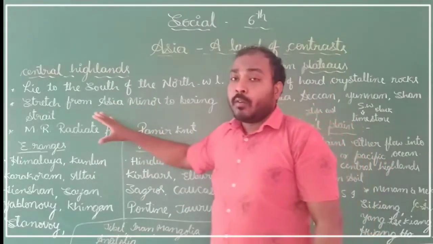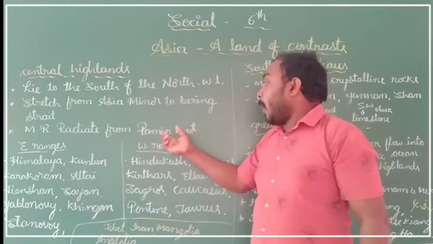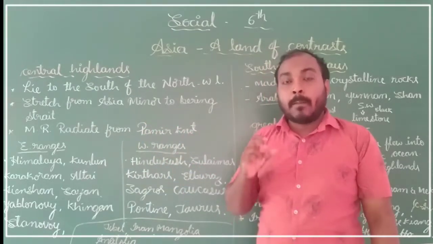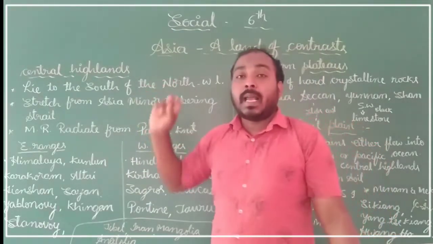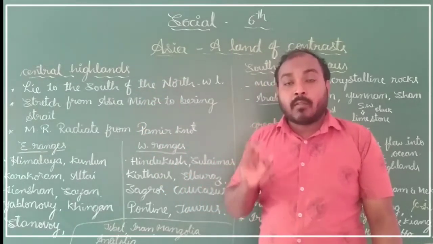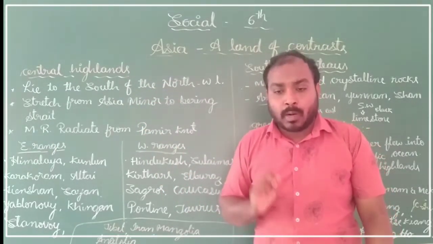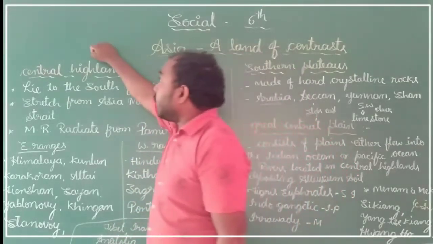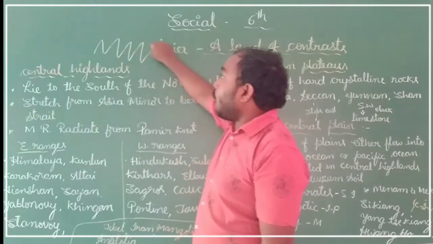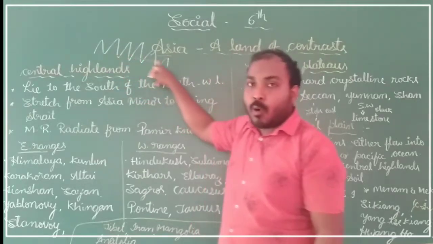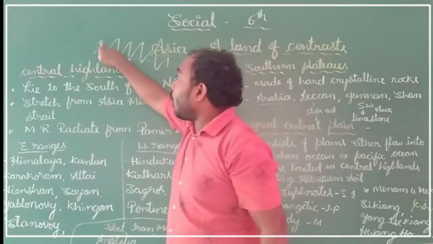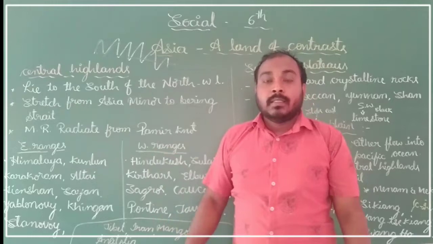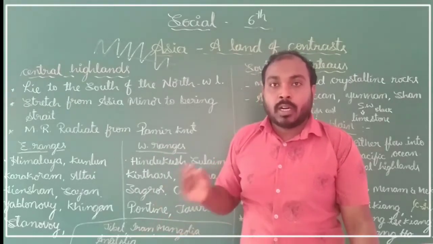A very important place is the Pamir Knot. The Pamir Knot is important because the central highlands completely cover many important ranges. What does range mean? A range is a chain of mountains, a series of mountains. A series of mountains is called a mountain range.